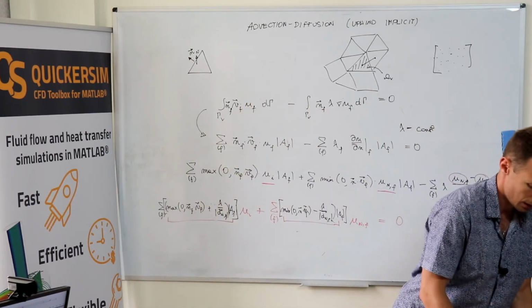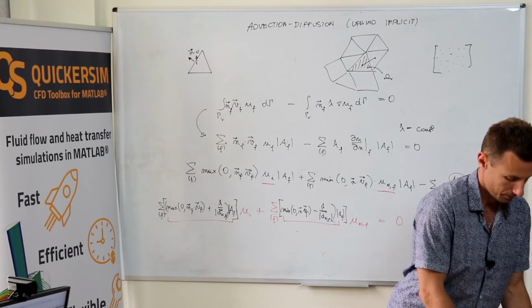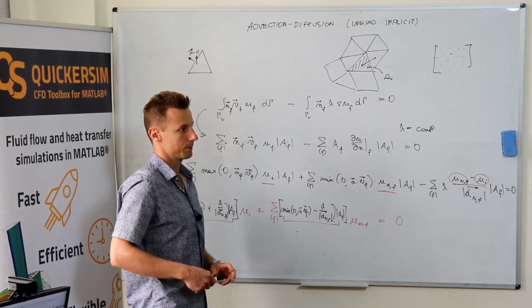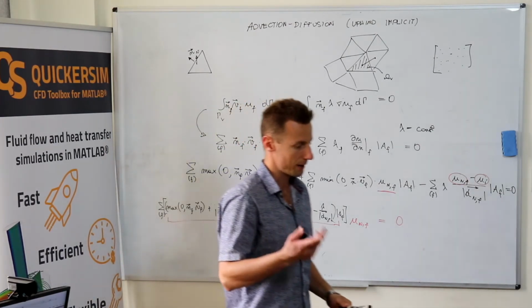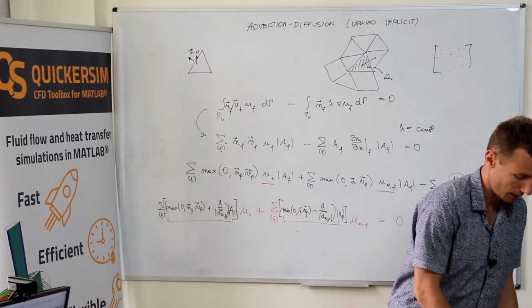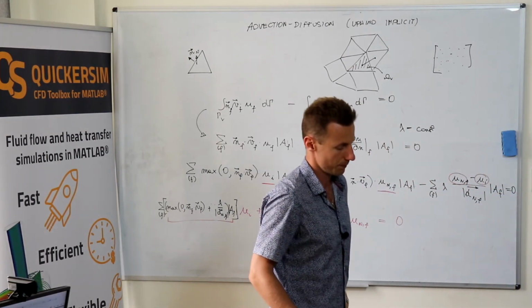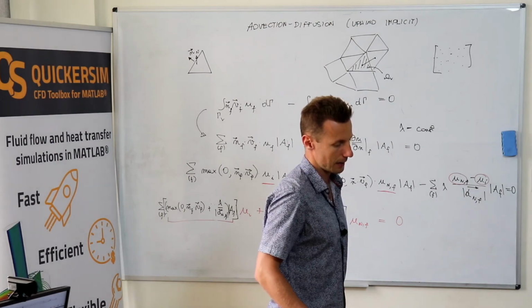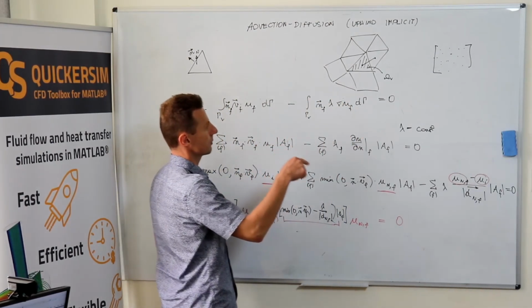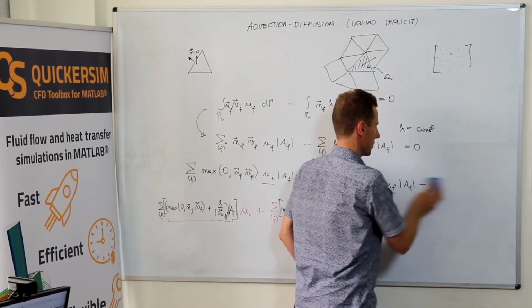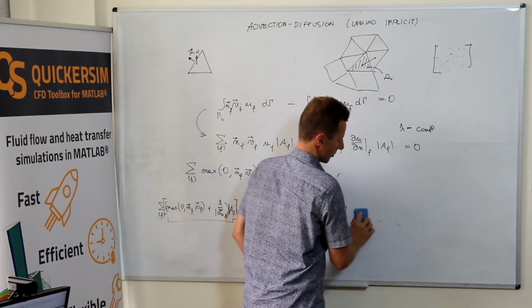Okay. Apart from that, everything clear? Then let me go to the last topic that covers finite volume discretization for scalar equations, and then we will be moving to Navier-Stokes.